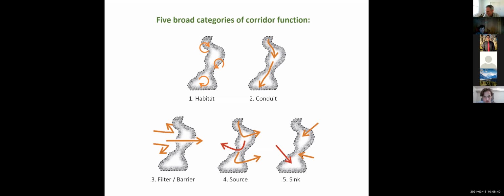in which case that corridor is receiving and retaining organisms and materials that originate in the matrix. And these can be things like seeds from plants in the adjacent matrix. It can be individuals of species that live in the matrix, or it can also be a sink for negative or deleterious materials like pollutants, agricultural chemicals, seeds from invasive species, and other types of materials.